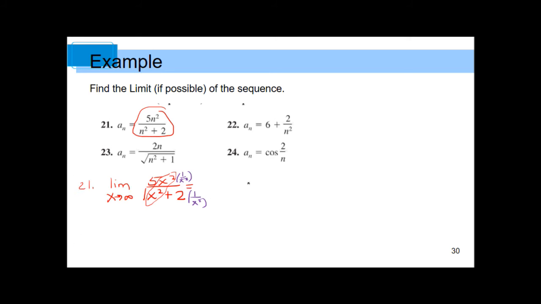You'd have the limit as x approaches infinity of 5x squared over 1x squared, so 5, over x squared over x squared is 1 plus 2 over x squared. So taking the limit as x goes to infinity has no effect on the 5 or the 1, and then this guy right here is going to go to 0. So that just gives us 5 again. So that's another way to think about it. Okay, similarly for number 22, by the same reasoning, of the sequence and of the function, right?